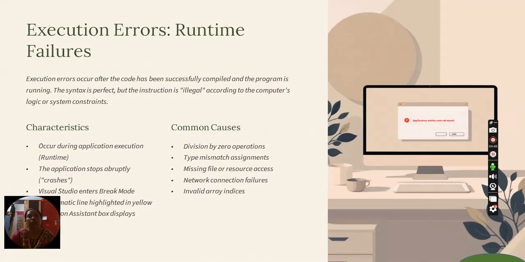The major causes are division by zero, a mismatch of assignments, missing files or any kind of resources, sometimes network connection issues, and also invalid array indices. These can cause this kind of execution error.